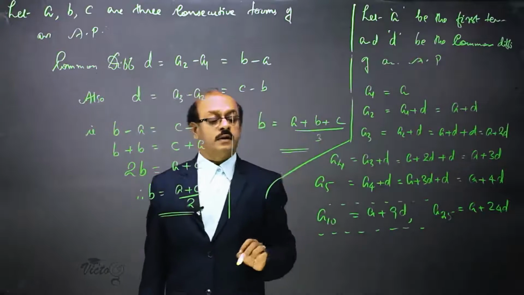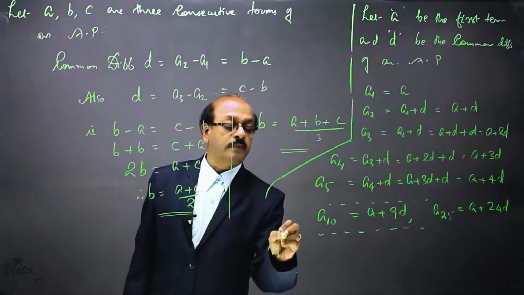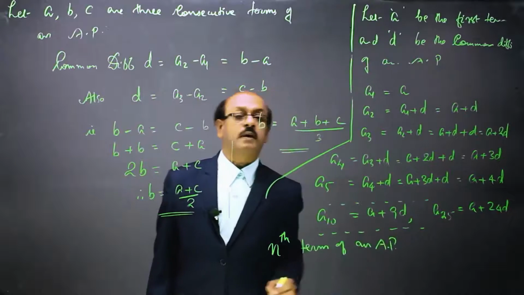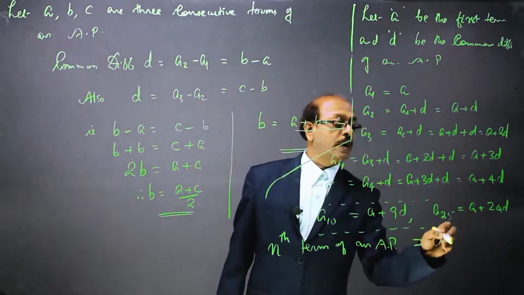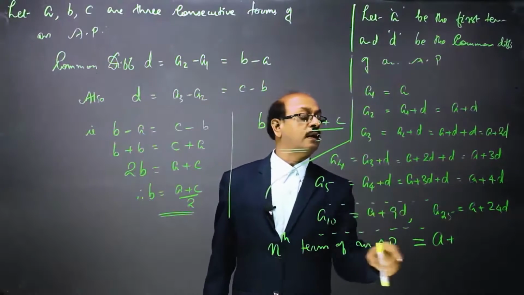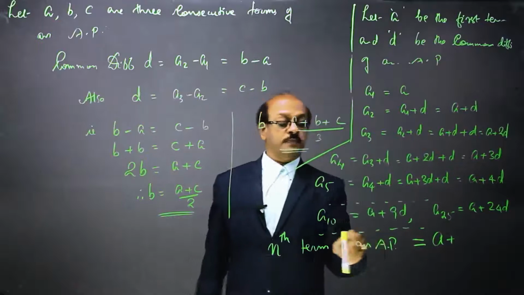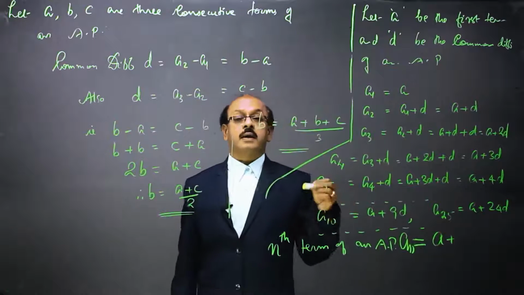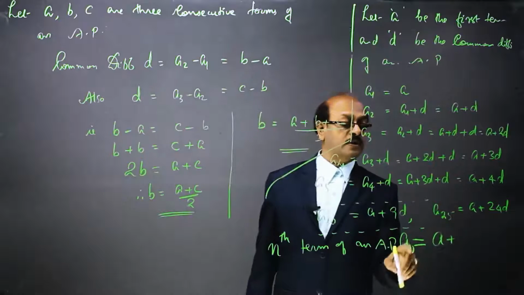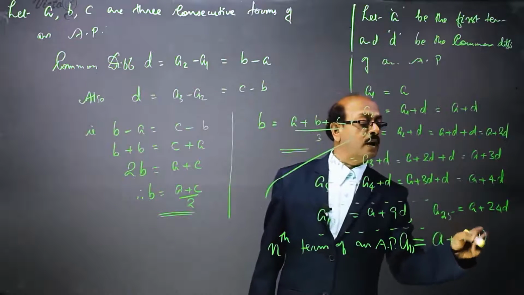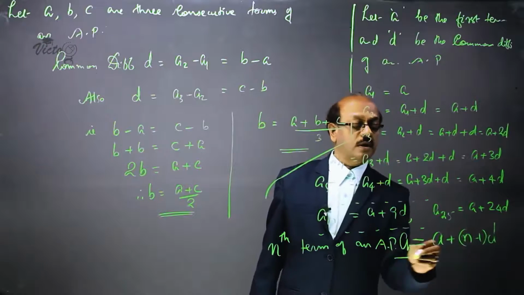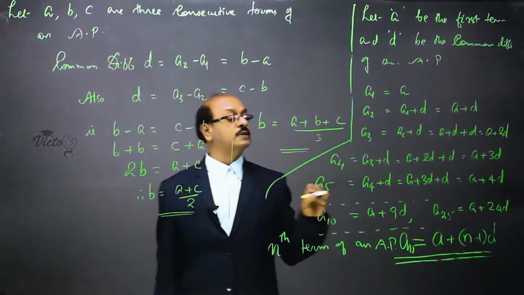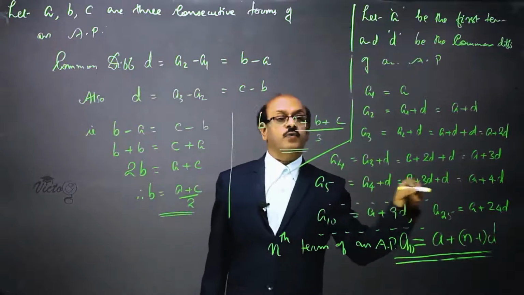That means the nth term of an AP, arithmetic progression, is equal to A plus, here it is 10, here it is 9, here is 25, 24, then the nth term of an AP can be represented by AN, then AN is equal to A plus, here it is N, here that will be (N minus 1) into D. This is the formula for finding the nth term of an arithmetic progression. AN is equal to A plus (N minus 1) into D.